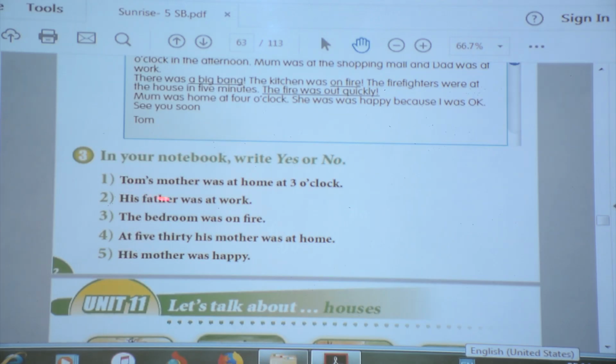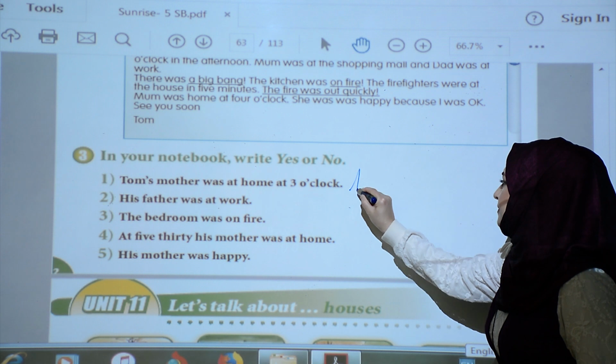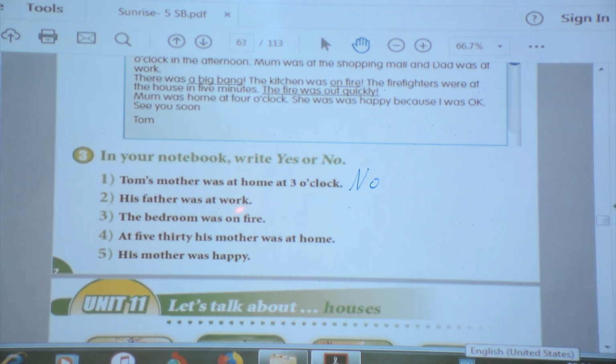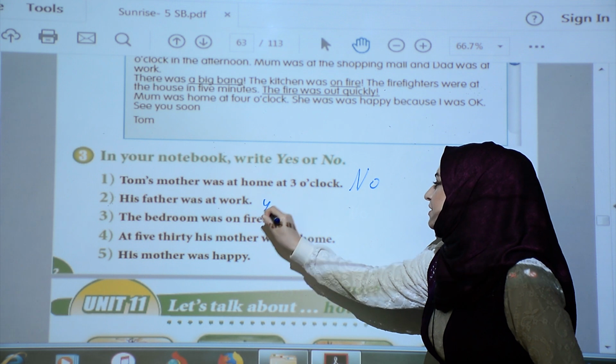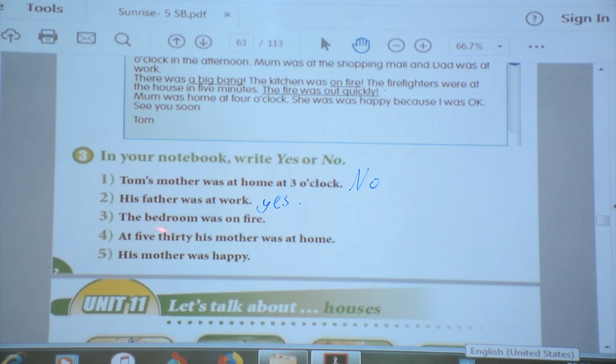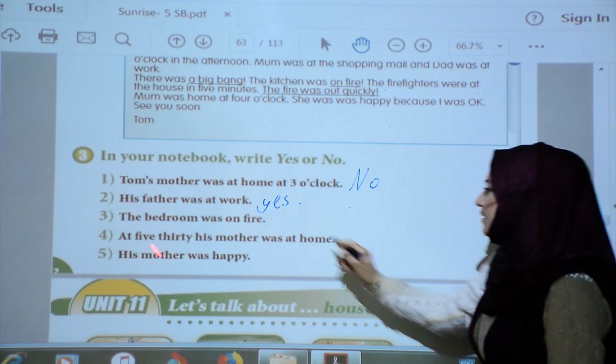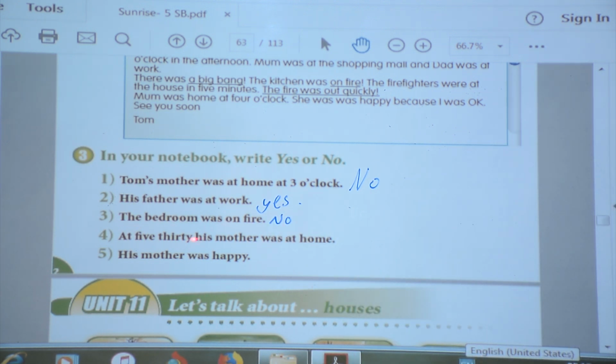I was, okay. In your notebook, write yes or no. Number one, it is no. His father was at work. Number two, yes. Number three, the bedroom was on fire. No. At 5:30, his mother was at home. No. His mother was happy. Yes.